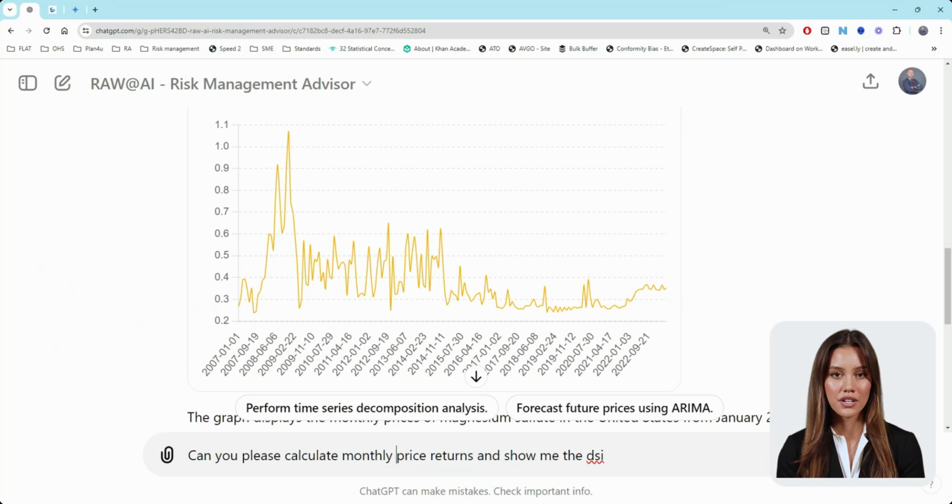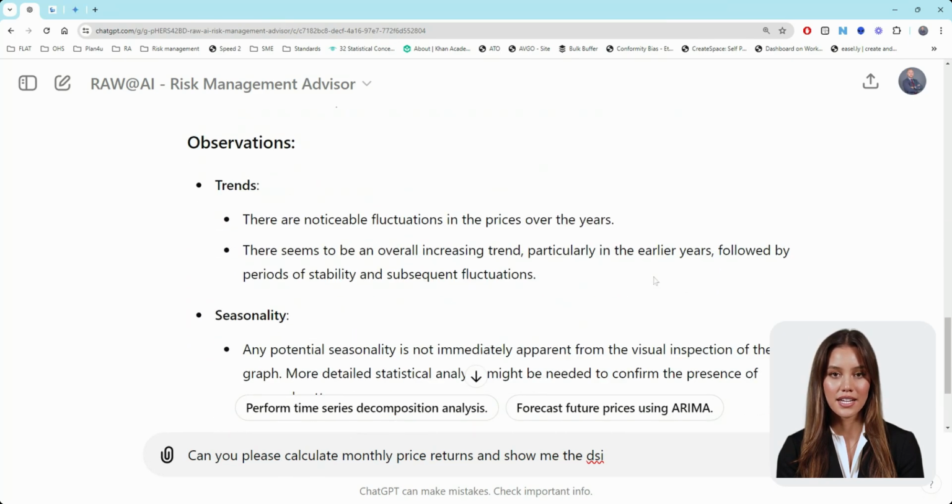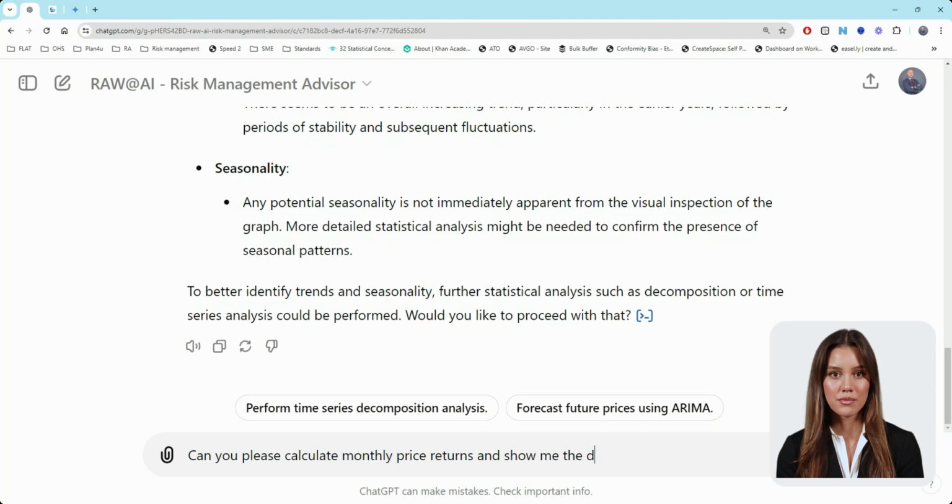And unless we can lock in the prices through a long-term contract, we will have to account for this volatility in our cash flow. Therefore, our current request will be as follows. Can you please calculate price returns and show me the distribution of returns?